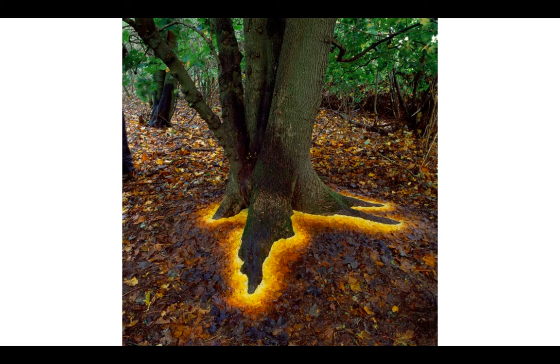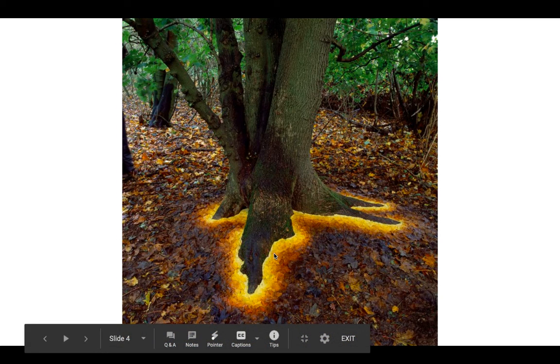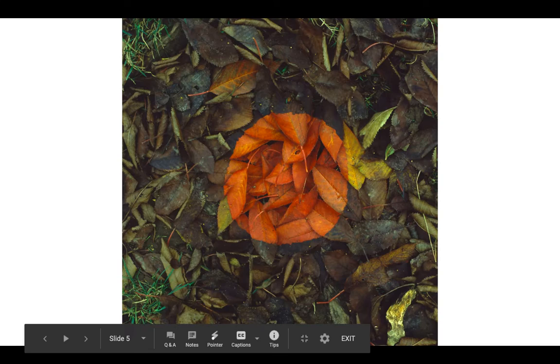Okay, here again, we've got contrast, and we've got a line that is creating emphasis on the shape of the trunk, the roots of this tree. He's also got a little bit of the use of value where we're fading from light to dark within the leaves. He collected the leaves and he arranged them like that.